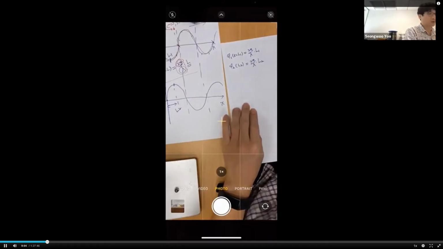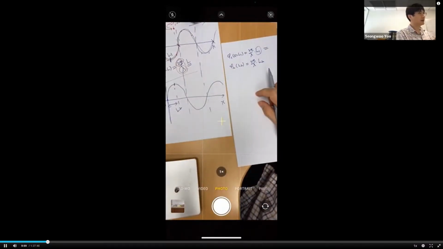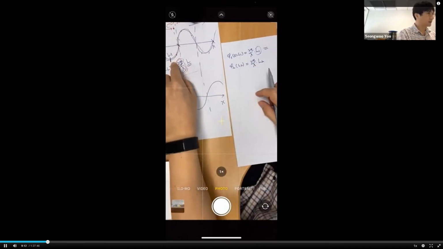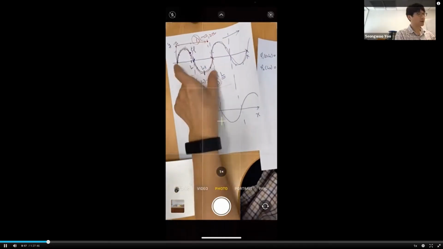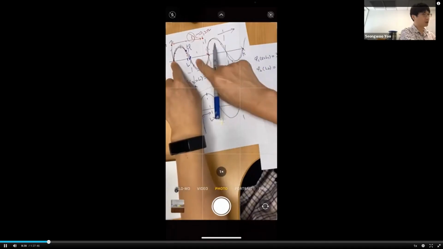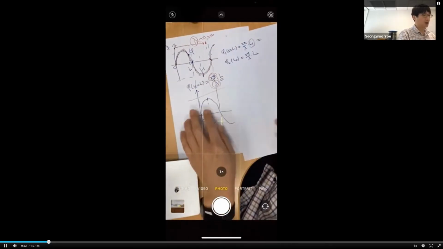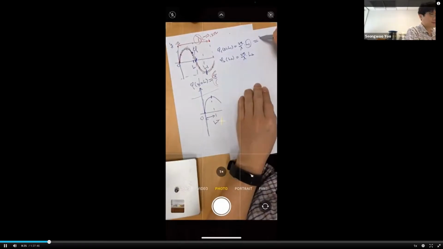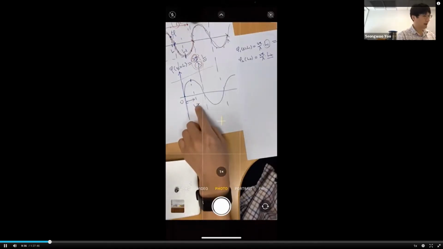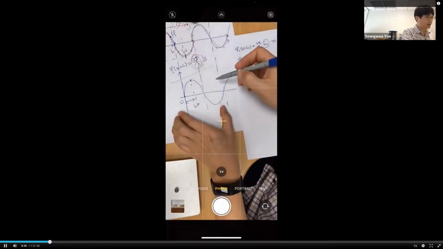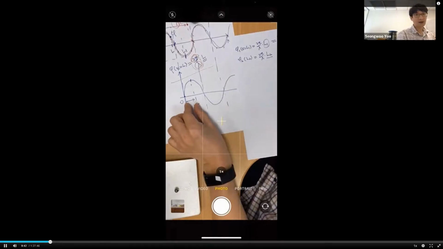Now we know from this diagram that this L1 is 3/4 of the full wavelength. So I will continue writing this as 2 pi over lambda times 3/4 of one wavelength. And then what about this L2? When you look at this diagram, our L2 is 1/4 of the full wavelength.